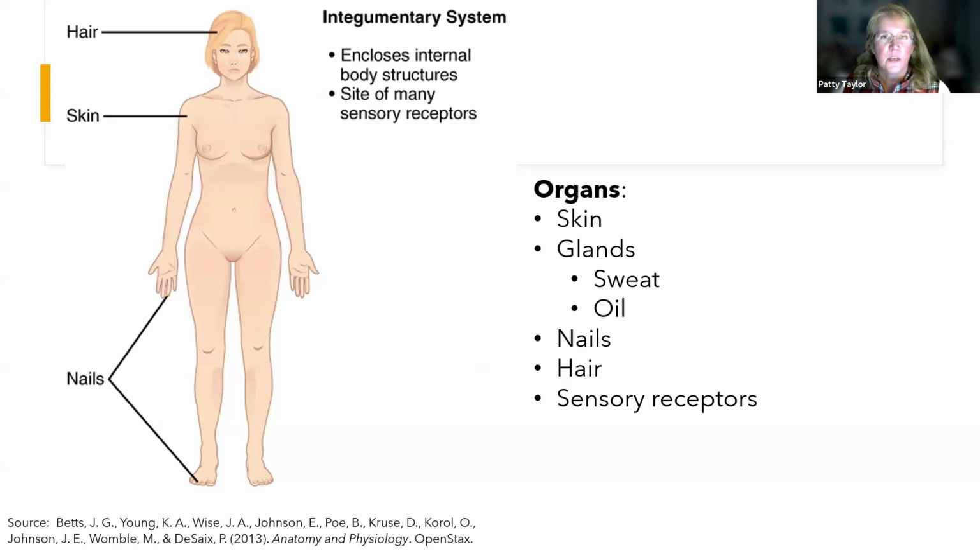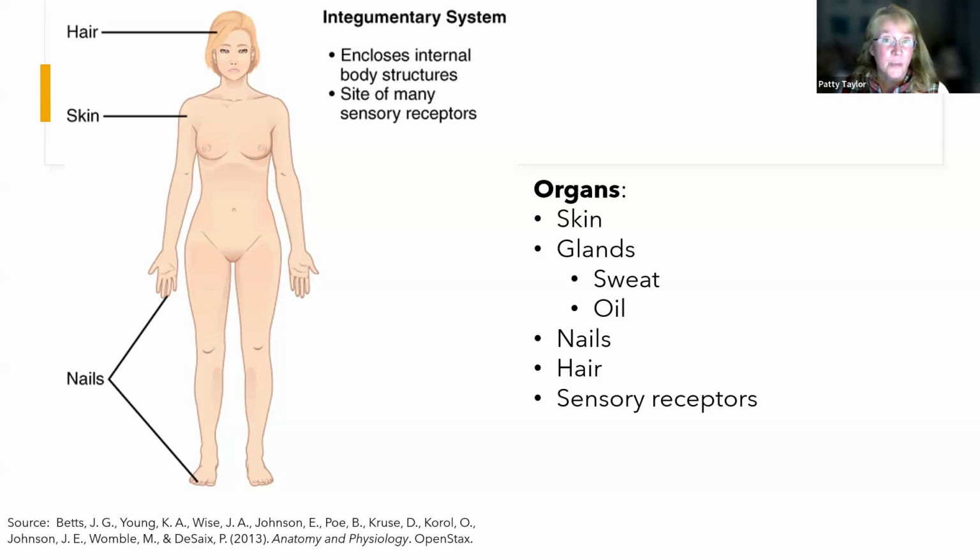Let's start with the integumentary system. This system is the one you often hear about as being the skin system. So in this system, you are seeing it as a barrier to the outside world. It encloses internal body structures, and it is a site for many of our body's sensory organs. So those sensory receptors are telling us about the world outside our bodies. Everything from temperature, touch, light pressure, for instance.